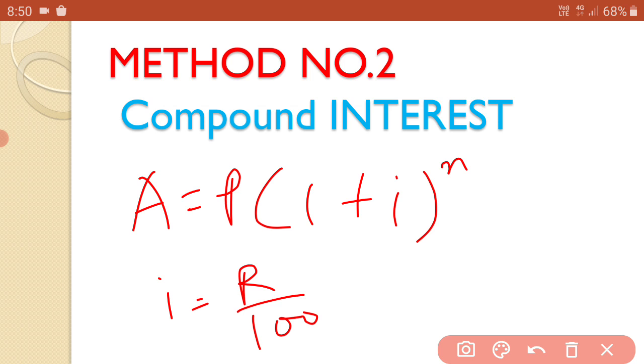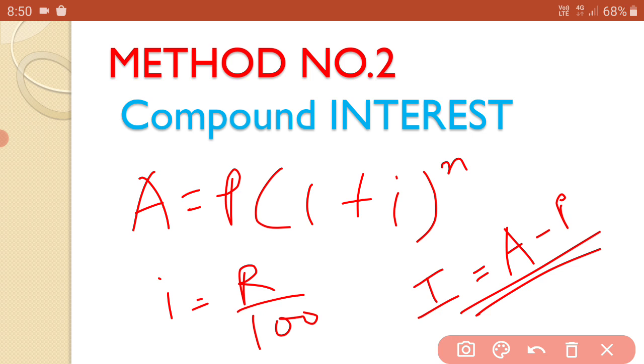Okay, now the formula is clear. Then suppose we want to find the interest; the formula is A minus P.